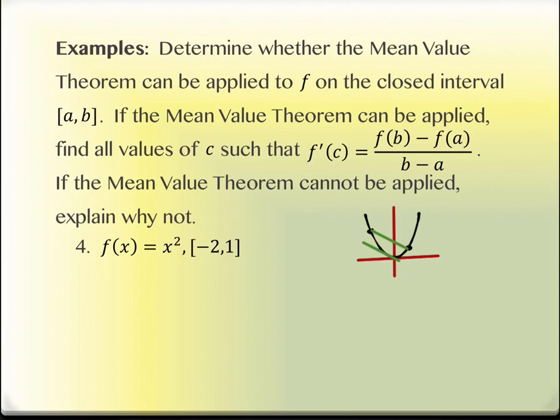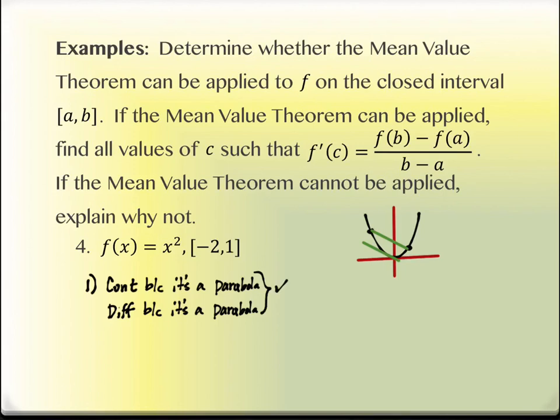So we have to verify conditions first. Number one, continuous. What do you think? Yes, why? Because it's a parabola, or you could say generally polynomial. I'll say parabola since you guys said that one. Parabolas are automatically continuous. How about differentiable? Yes, why? Because it's a parabola, exactly. So both of these check out. What does it mean? Mean value theorem applies. Yeah. So the mean value theorem, which we'll abbreviate by MVT, kind of like MVP, right? MVT, mean value theorem, applies.